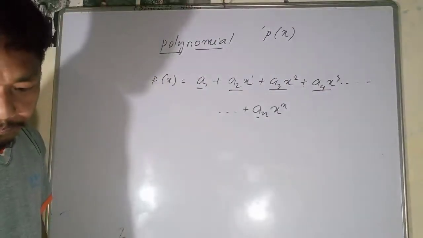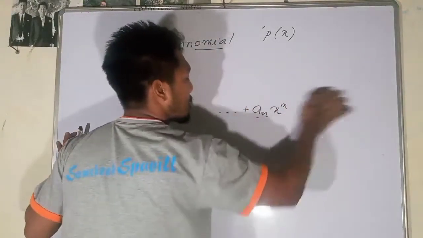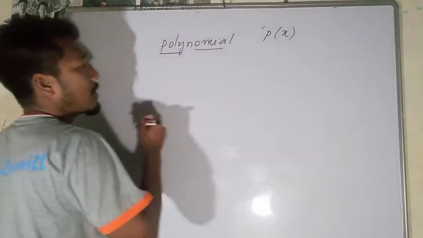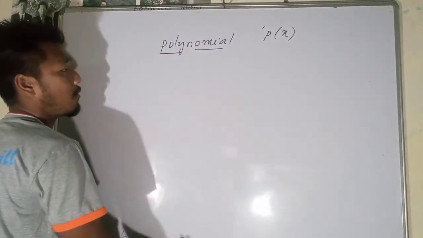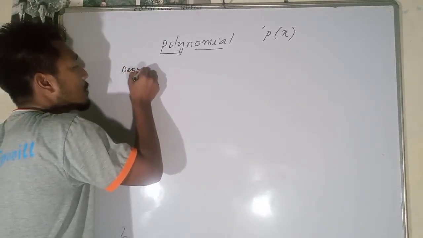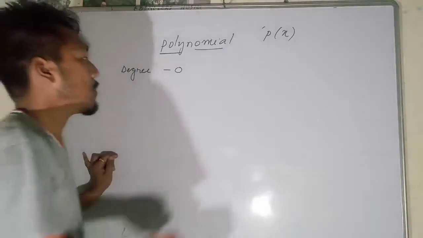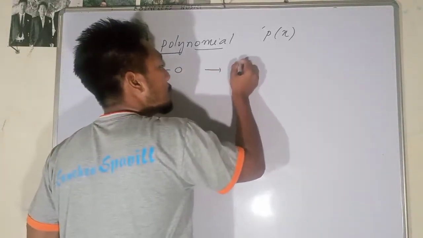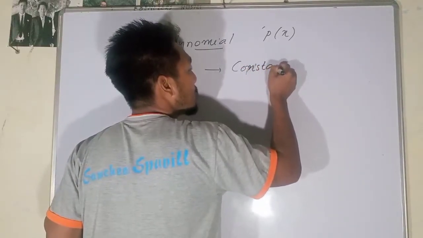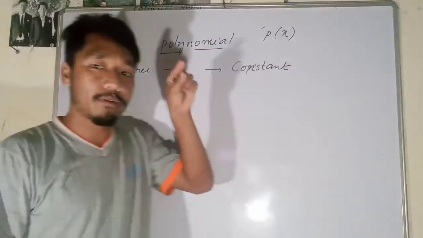Now we are going to discuss the degree of a polynomial. Let's say our polynomial's degree is 1 or degree is 0. If the degree is 0, that means the power is 0, and this is always a constant number.